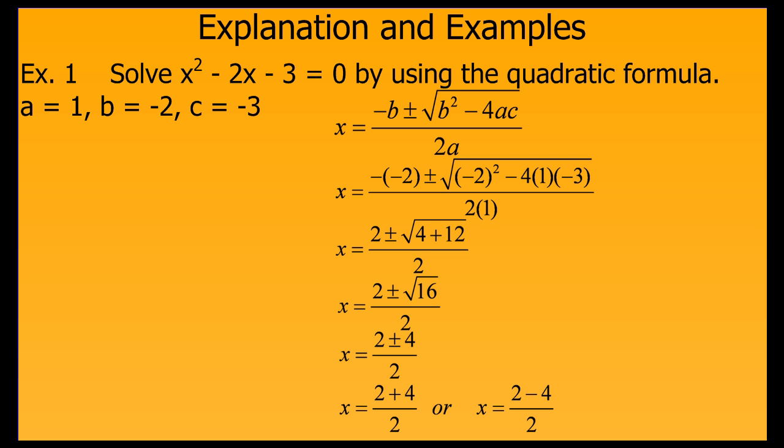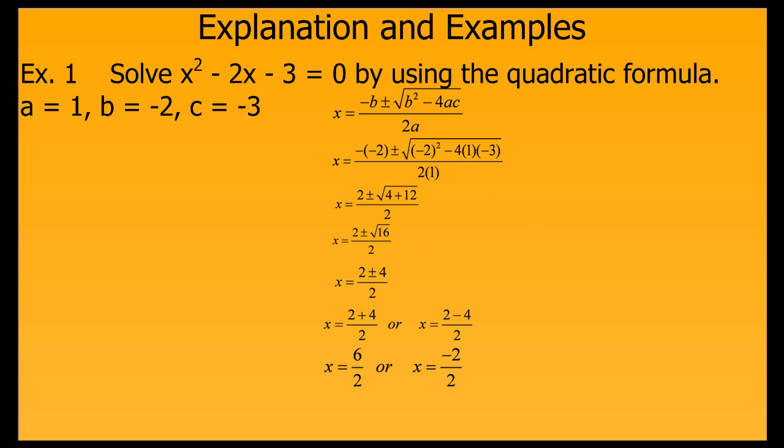So now I split this into my two possible solutions, one where I use positive 4 for the square root of 16, and one where I use negative 4. I then simplify each of those separately, so I get 6 over 2, or negative 2 over 2. When I divide that out, I get positive 3 or negative 1. Those are my two solutions to the original quadratic equation.